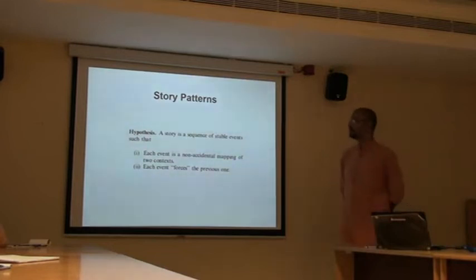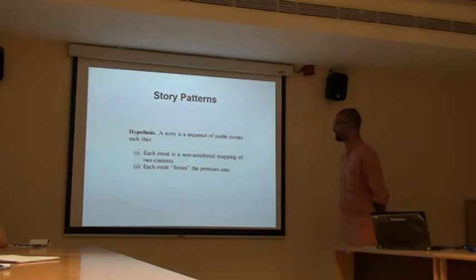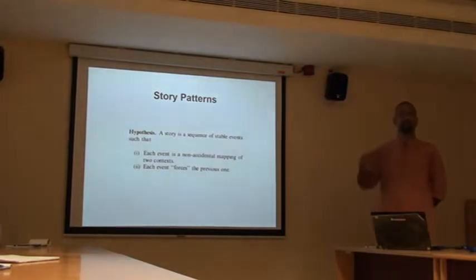And so what is a story pattern? It's a sequence of stable events, meaning that me turning into a dinosaur and eating all that is a stable event, right? I don't shift back and forth from dinosaur to human. It's not that often. And each event is a non-accidental mapping of 2 contexts. Right? That's the important thing. And the momentum of the story is driven by each event sort of forcing the next one. Can you explain the first one?